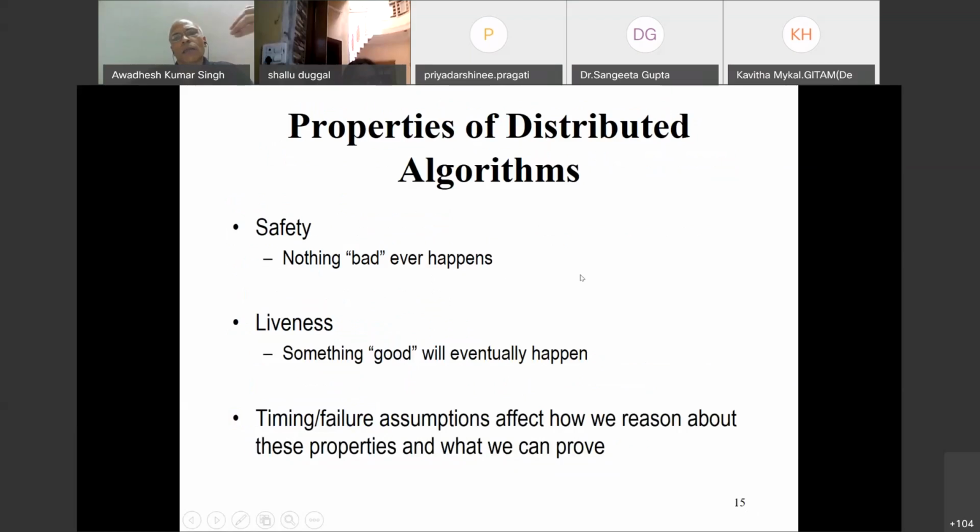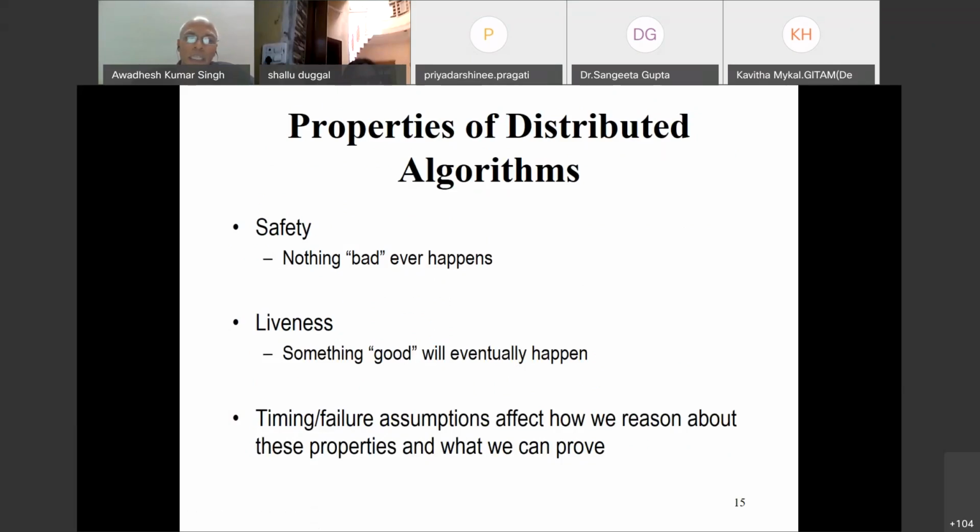Here, if we have an algorithm, the question is how we declare that the algorithm is correct or incorrect. For that, there are two famous properties. One is safety, another one is liveness. Safety means nothing bad ever happens, meaning the machine does not perform any wrong action. That is called safety. And liveness means eventually, now or sometime in future, it should perform the correct action.